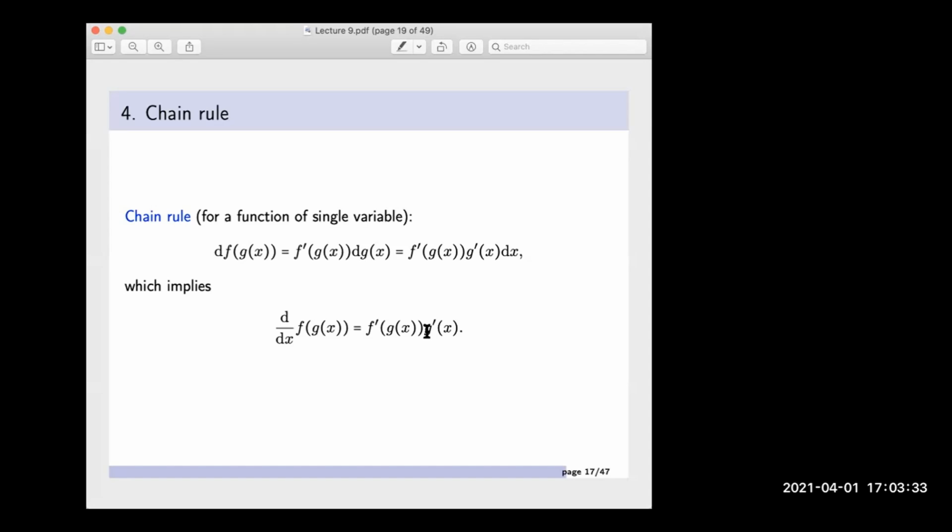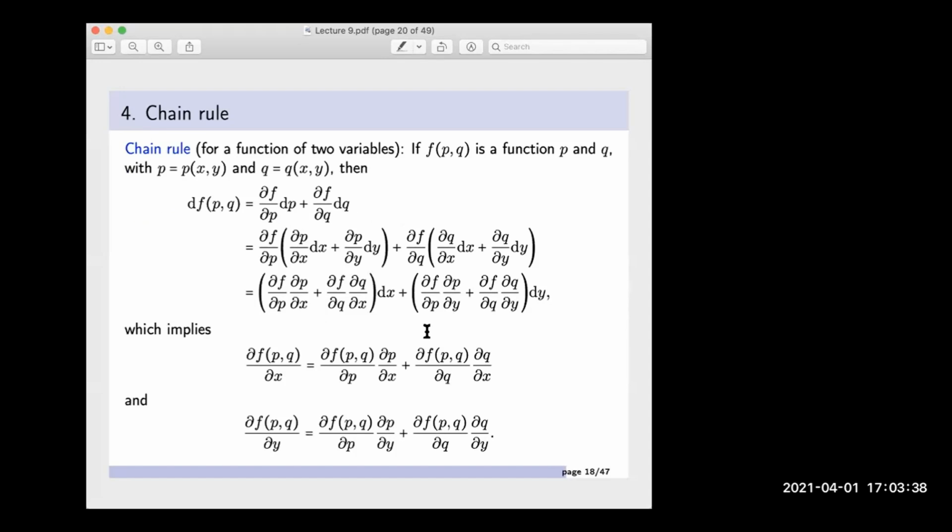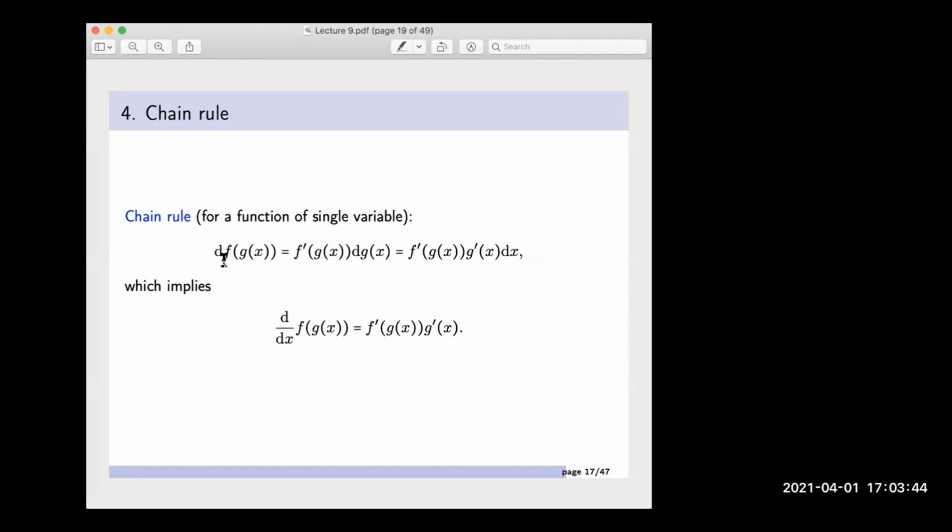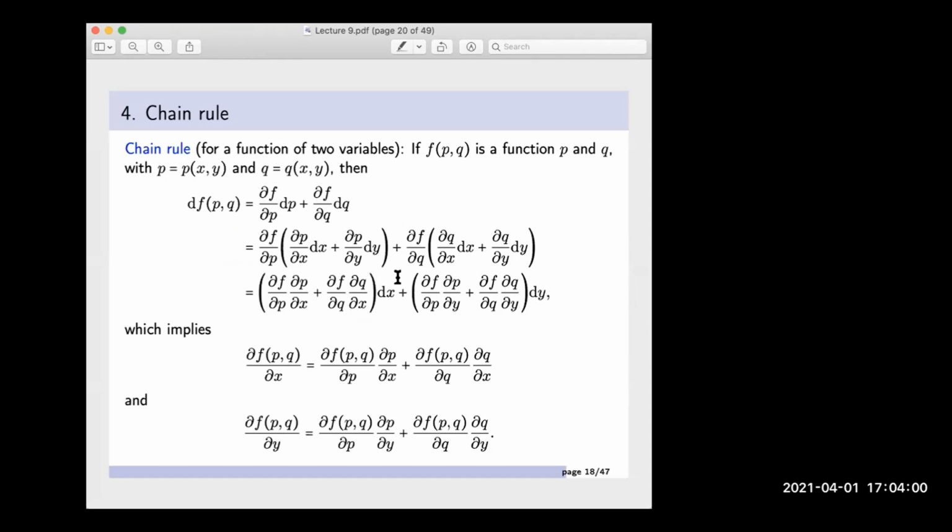And there is also a chain rule for a function of 2 variables, and we have to use the total differential to derive this. Just like here, we consider how much the function will change if the variables change. So d of a function represents how much this function changes. So let's look at the chain rule for a function of two variables.